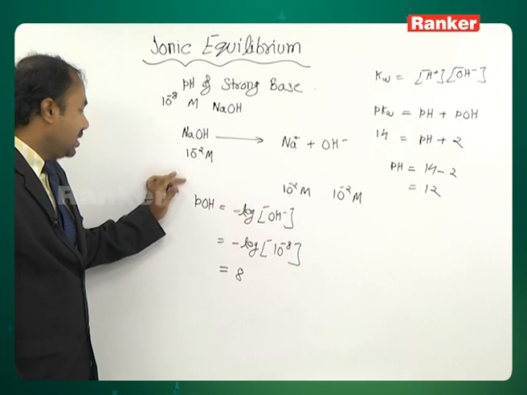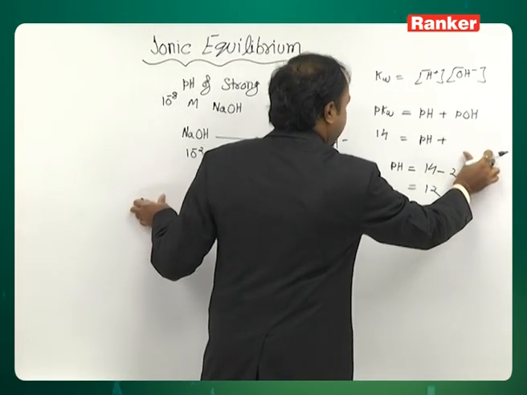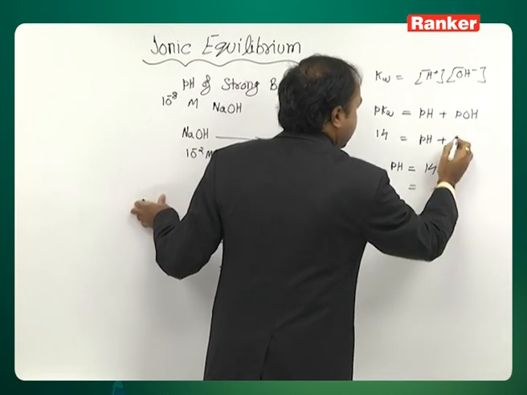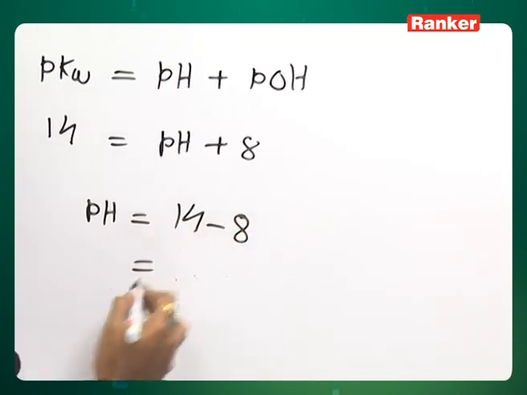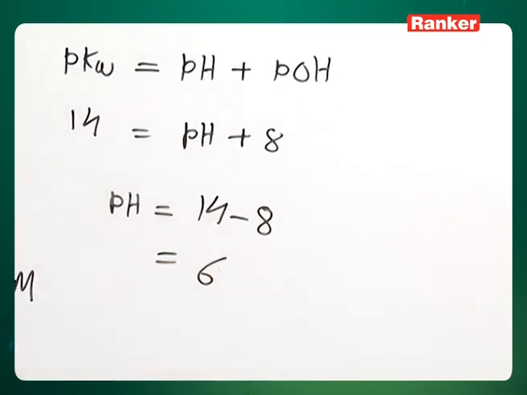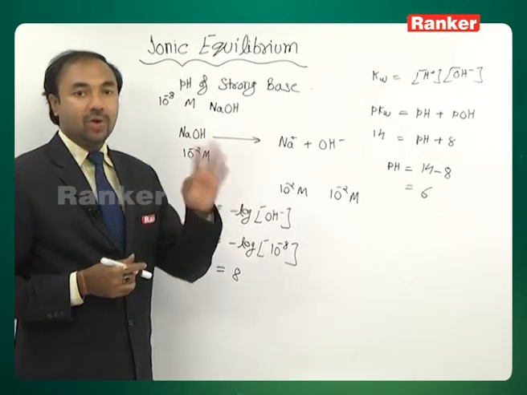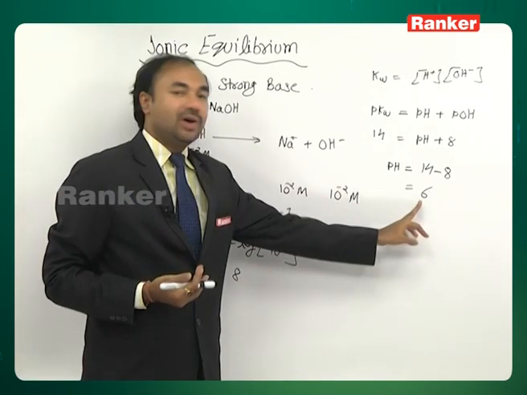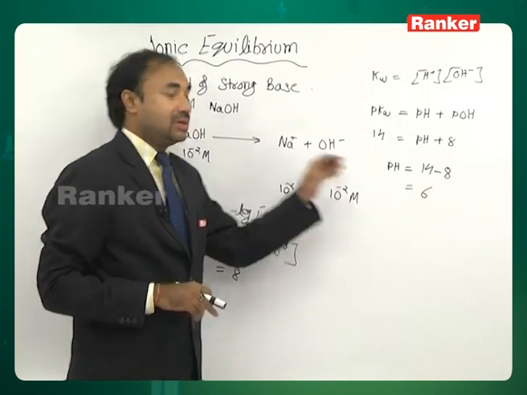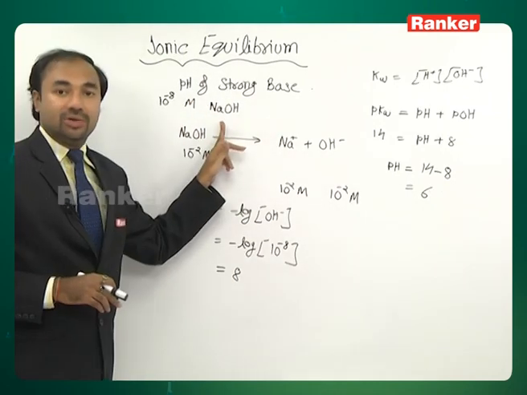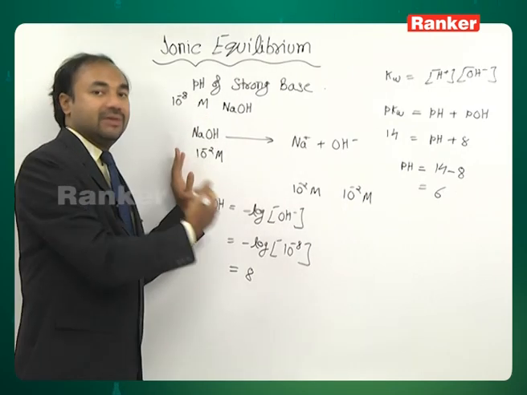Got it? Now if pOH is 8, we substitute pH equal to 14 minus 8, and surprisingly pH comes out to be 6. If you remember Sorensen scale, the pH scale, below 7 the pH is for acidic solutions. Obviously, just on listening it looks ridiculous that we have got an NaOH solution which is acidic. Got it? So again the same thing will be done which we did previously with HCl.